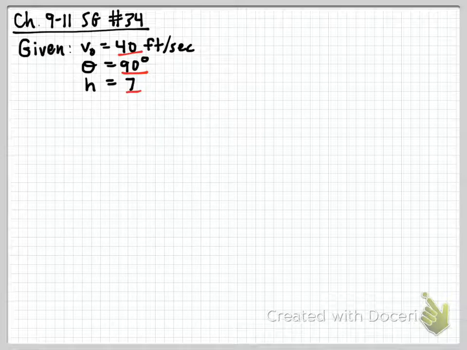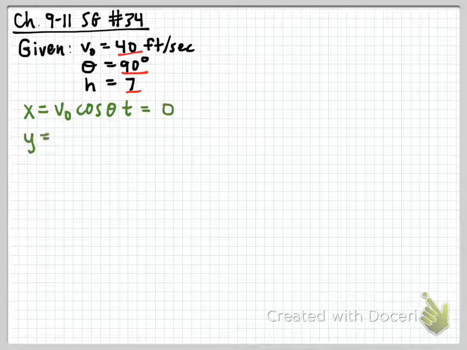What we're trying to figure out is the parametric equations. The parametric equations would be x equals the velocity times the cosine of the angle multiplied by t, and the cosine of 90 degrees is 0, so x equals 0.